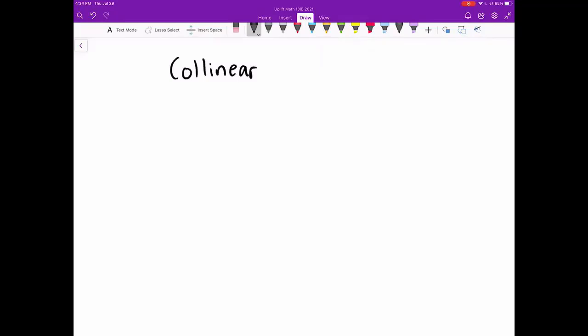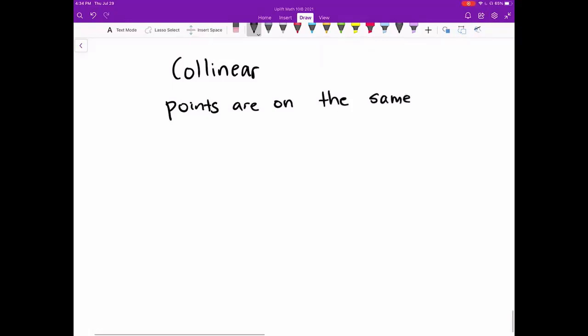Okay. So what collinear means is that the points are on the same line. For example, if we have 2 points, they're technically always on the same line because you can always draw a line through them. However, if we have 3 or more points, they have to be all lined up to be called collinear.